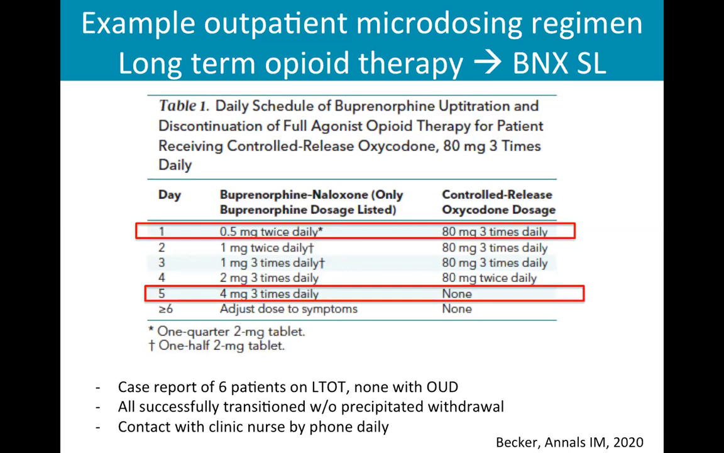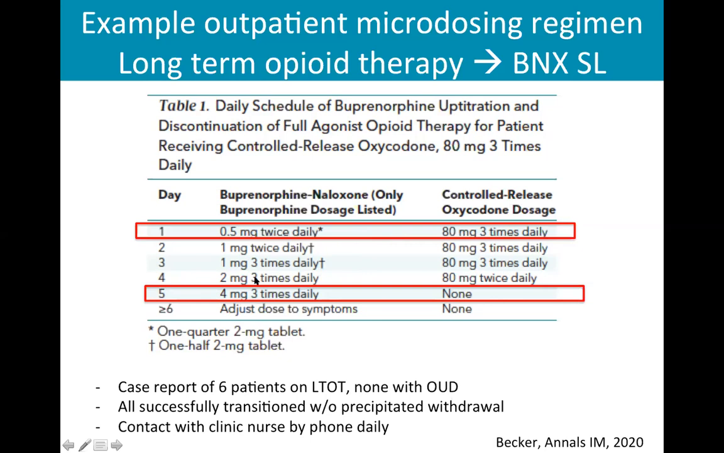And so just to point out with this regimen, they started a little bit higher. So 0.5 milligrams twice a day of Suboxone. This person happened to be on 80 milligrams of OxyContin 3 times a day. So similar to our first case. And what you'll notice again is that it takes almost a week of slowly doubling up the Suboxone.